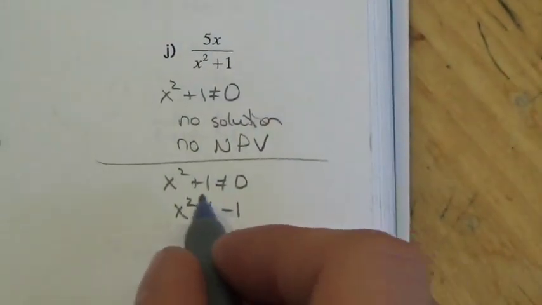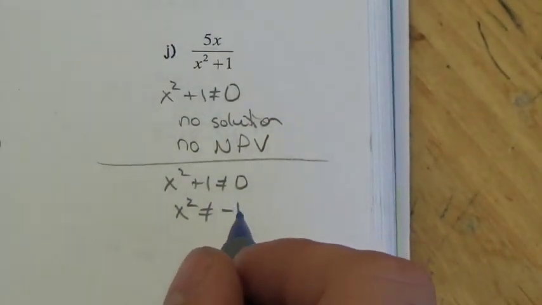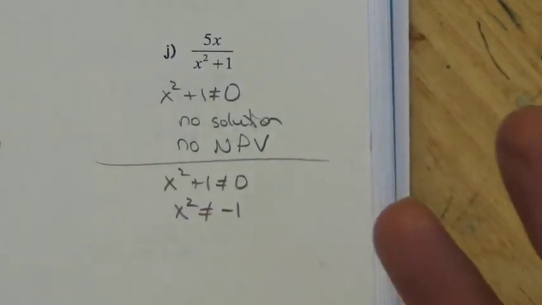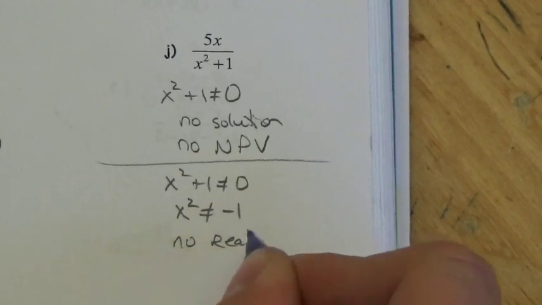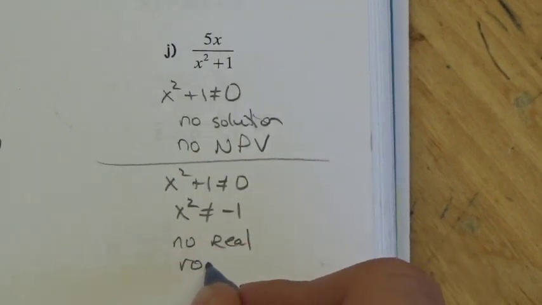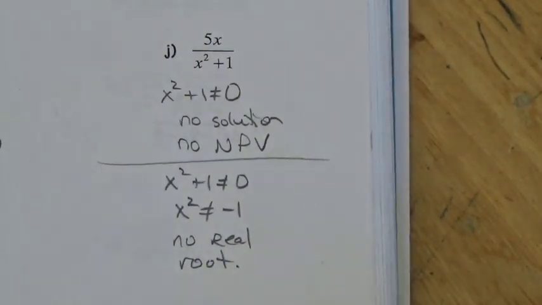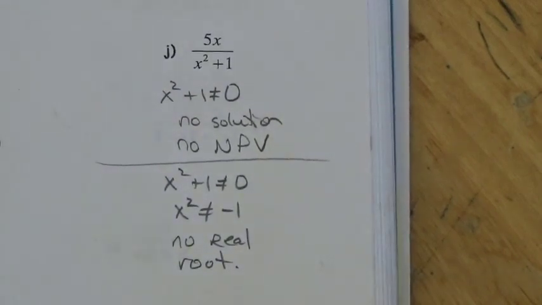Now, at this point, in order to solve that, you'd have to try to take the square root of negative 1. Then you should realize there's no real solution here. There's no real root to that problem. So there are no non-permissible values. There's no real non-permissible values. There are imaginary ones, but again, we're not interested in looking down that path in this course.